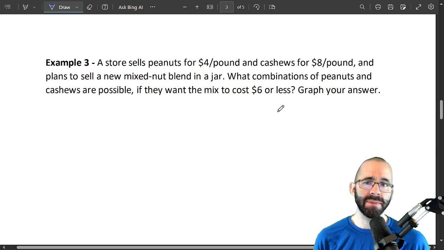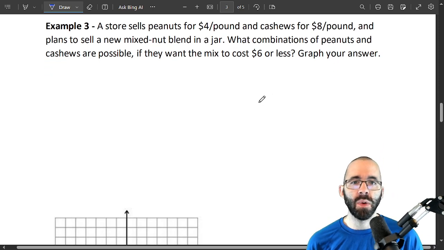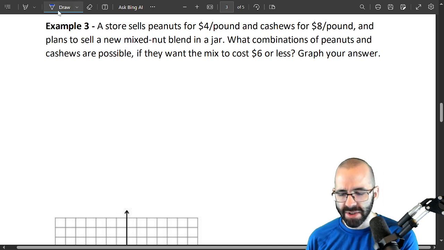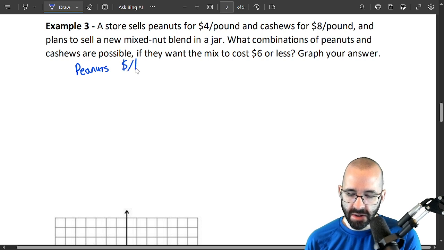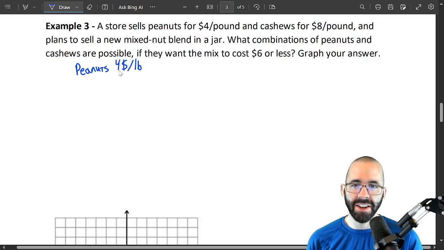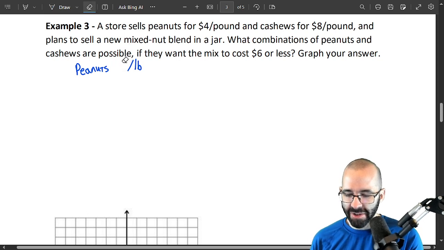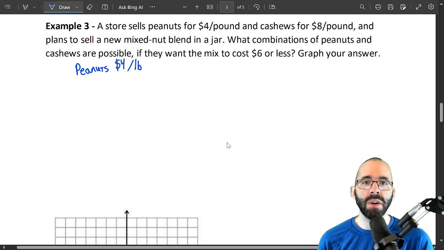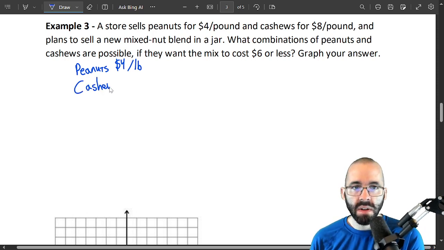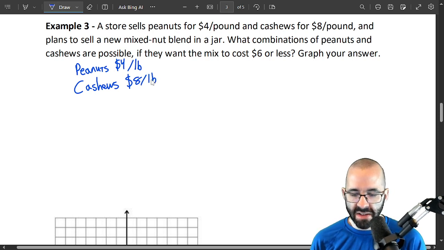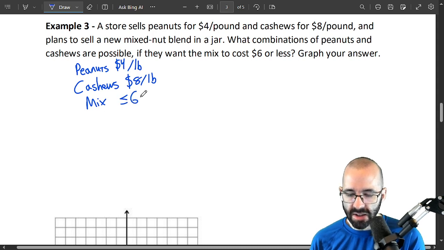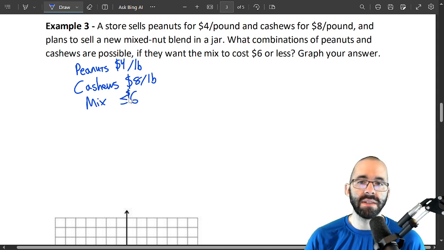Let's get into something a little trickier. A store sells peanuts for $4 a pound and cashews. I'm just going to write that down. All right, peanuts are $4 per pound. That's not how you write $4. The dollar sign goes first. $4 per pound. Cashews are $8 per pound. Plans to sell a new mixed nut blend in a jar. What combination of peanuts and cashews are possible if they want the mix to be less than or equal to $6? And graph your answer.